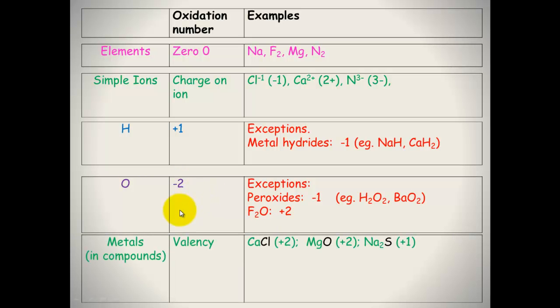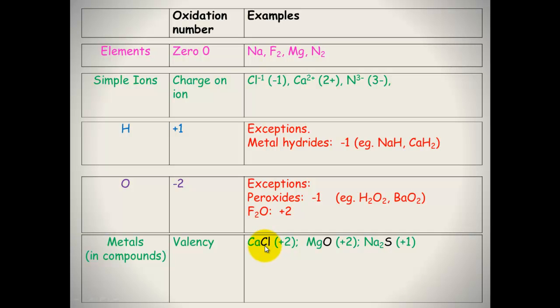Okay, last rule: metals in compounds will also always have their valency. So in calcium chloride, calcium is the metal, so it has a +2 oxidation number. Magnesium is the metal in a compound, so it has an oxidation number of +2. Sodium is the metal in the compound. Its valency is +1, thus its oxidation number will be +1.